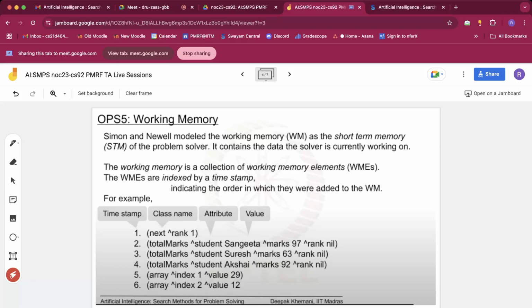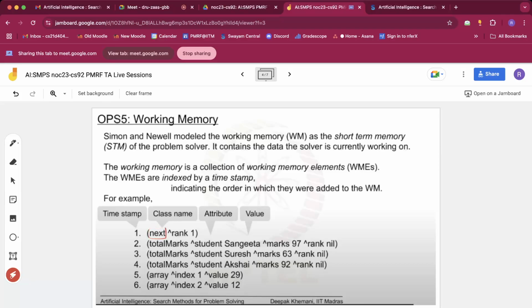You can find this slide in the lecture slides as well, but for now, any working memory element first of all will have a timestamp. That will denote the time at which it was added to the working memory. In our case we saw timestamps denoted by 100, 200, 300 and so on. Here we have timestamps denoted by 1, 2, 3, 4, 5, 6. There is no particular nomenclature for that. You can start with 1, you can start with 101, anything that works or anything that is given to you in the question.